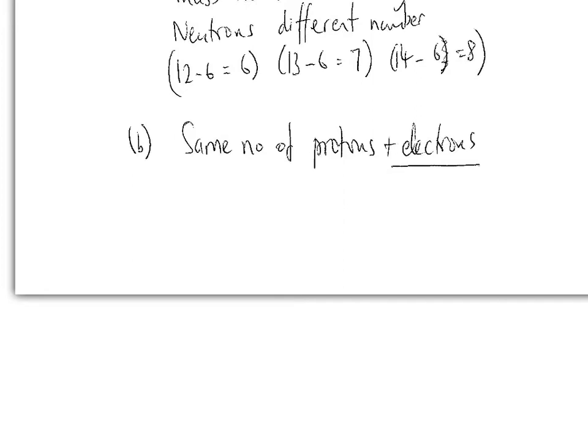The next question asks to explain why the three isotopes have the same chemical properties. It is because they have the same number of electrons. That's the key word, although you can also include protons as well, but you must include same number of electrons in your answer.